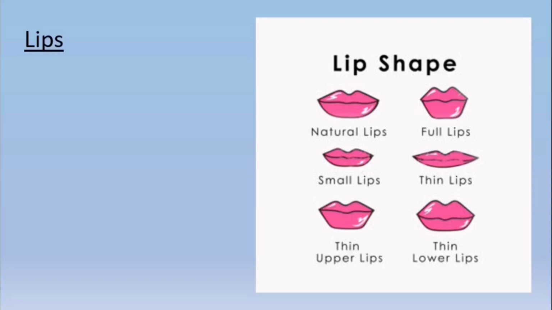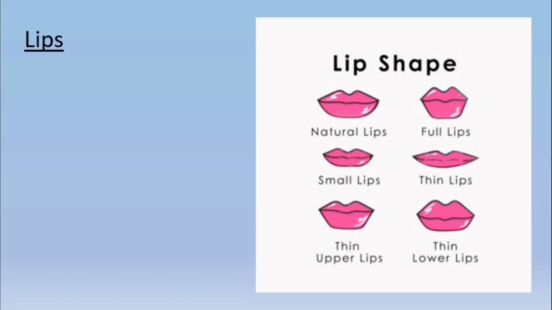Natural lips. He has natural lips. Or, her lips are very natural. Full lips. You can see they're puffy. He has full lips. His lips are full. Small lips. Her lips are small. She has small lips. Thin. Her lips are thin. She has thin lips.